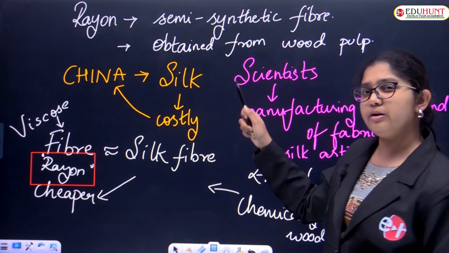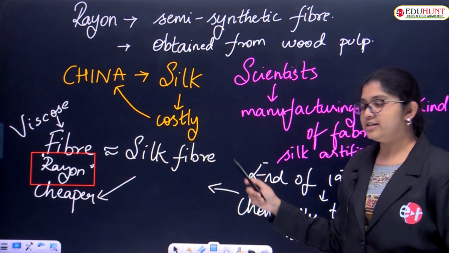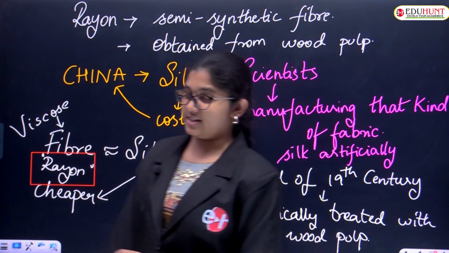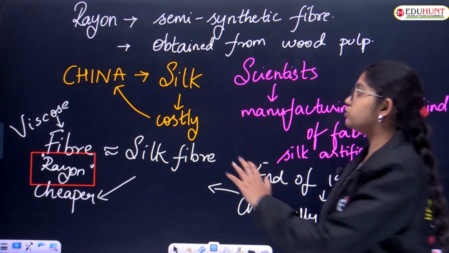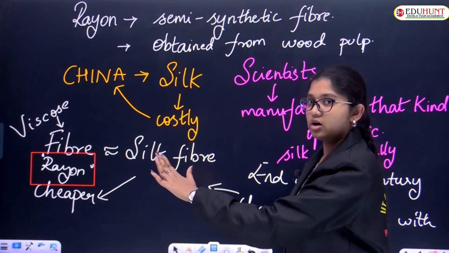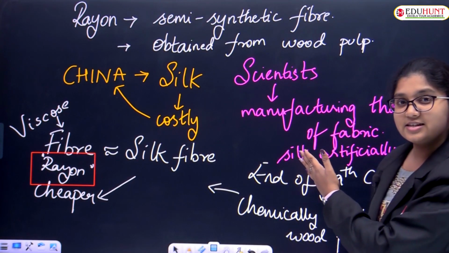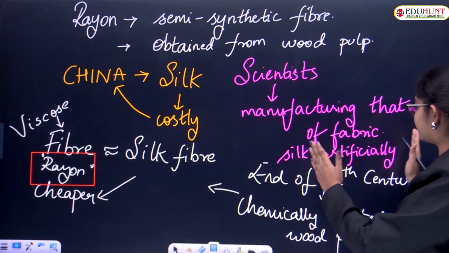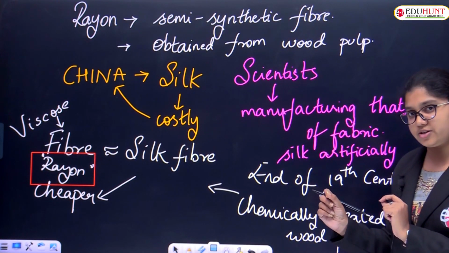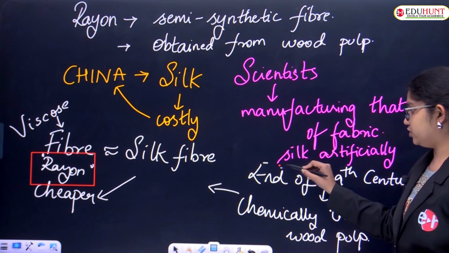Very good. So what happened before? China discovered silk and kept it secret for many years. You know why? Because nobody should know how it is produced. Okay. So what happened next? Our scientists started manufacturing that kind of fiber through an artificial process. Okay, not the original one, an artificial process.